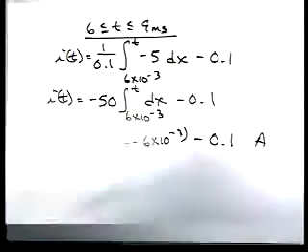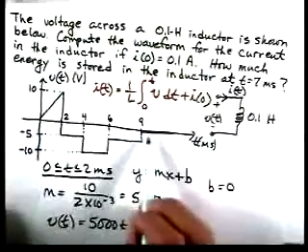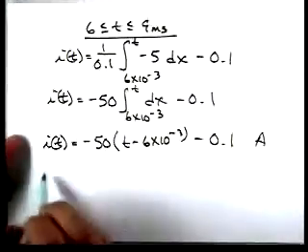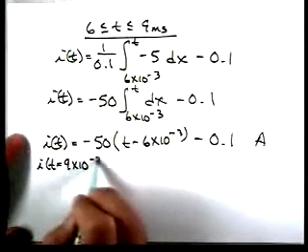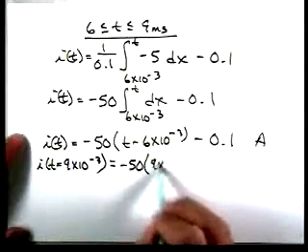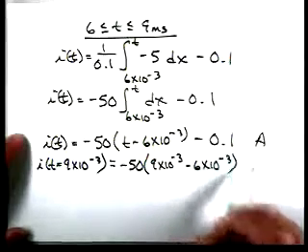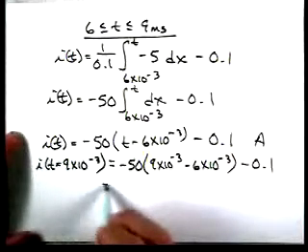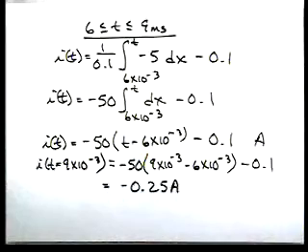Now the waveform changes again at 9, and since the voltage is 0, the current's not going to change. So let's calculate the current at 9 milliseconds. And that gives us minus 0.25 amps.